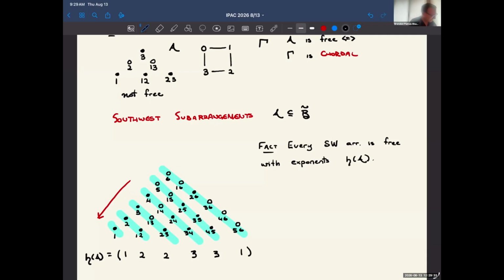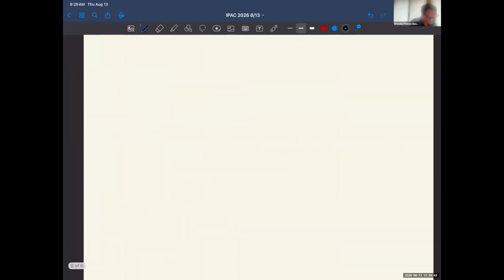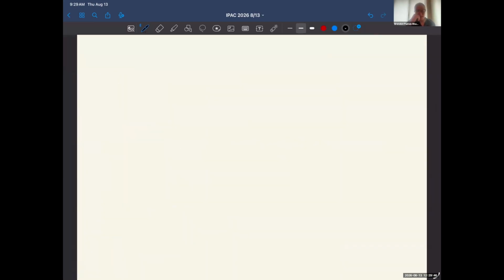All right, so what are we going to do with these free arrangements? Well, we'll do the following thing. We're going to apply really the one inductive tool that exists in the theory of hyperplane arrangements, namely deletion restriction. So if A is any arrangement, and H is a hyperplane in A, we can get two simpler arrangements.